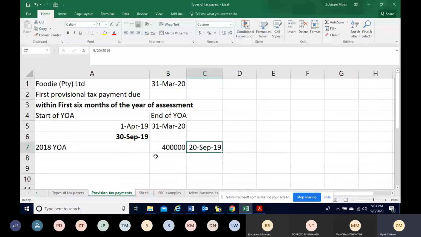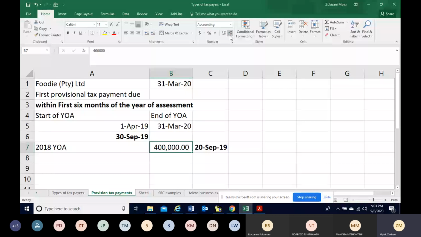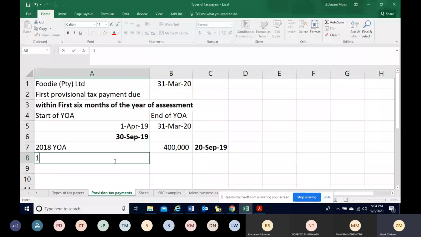So remember, the 2019 is the year that we are on. So now what we have to do in this particular case is look at whether this taxable income, I'm now looking at page 49, we have to look at whether the notice was issued more than 14 days before the date at which the current payment is due by SARS. So which means that we are looking for the 14-day rule.